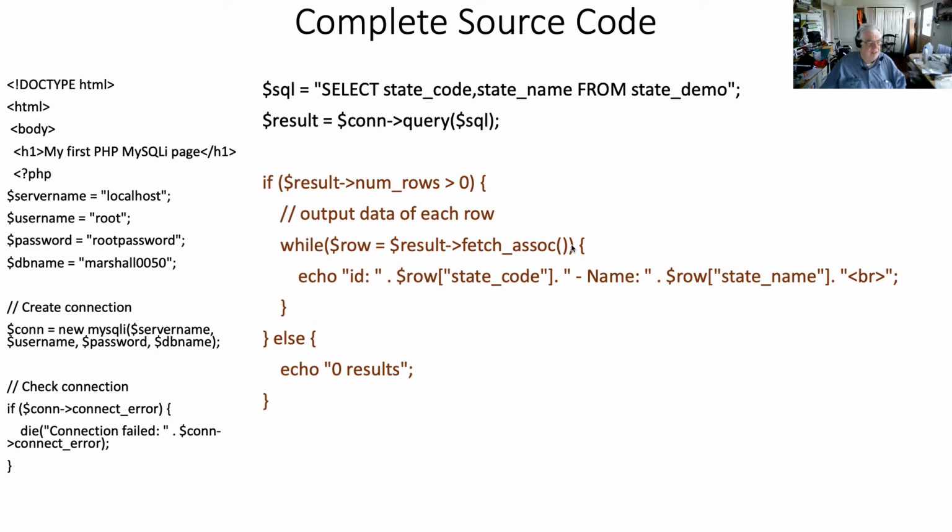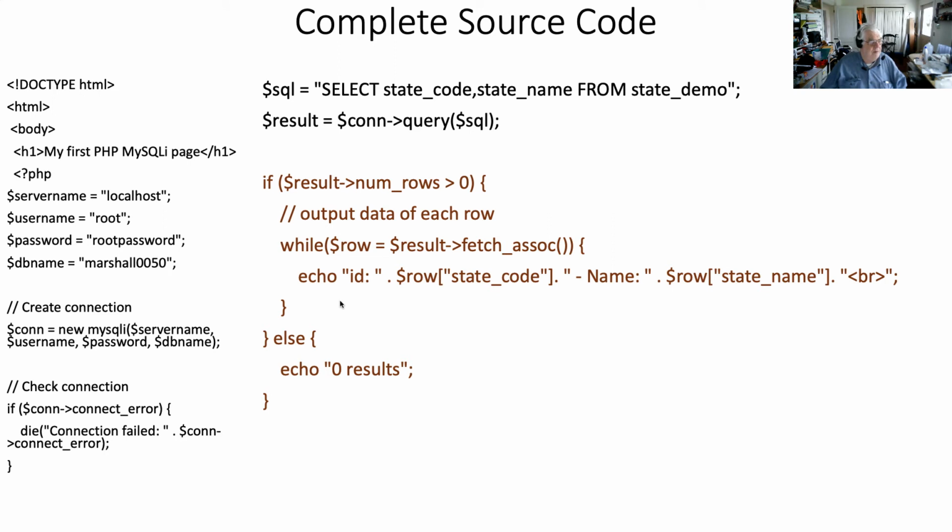And if that while works, which we know it's going to work once, I'm going to echo a string ID colon dot, which is how you concatenate strings in PHP. This value row, square bracket, the value of the field that I want to put there in square bracket, dot, another concatenation, another text string, dot, another concatenation, dollar row, which is back here, the field state name, and then a break, so I get a new line on the web page.